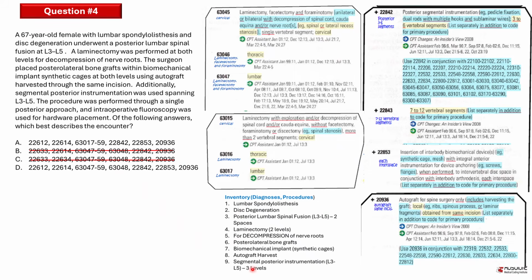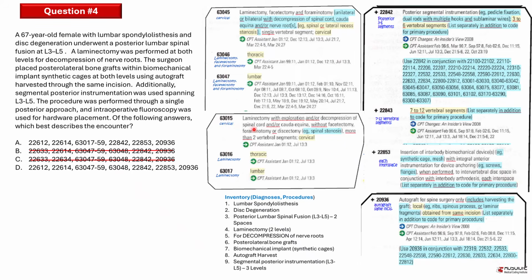It's not mentioned here. We just can't assume that it was, right? We code what we see, and it's not here. So I'm going to eliminate 63047, D, and A is my answer. But let's go ahead and do our due diligence. What if A is incorrect too? Then we have to choose the best of the 4. All right, coders. So let's look at A.